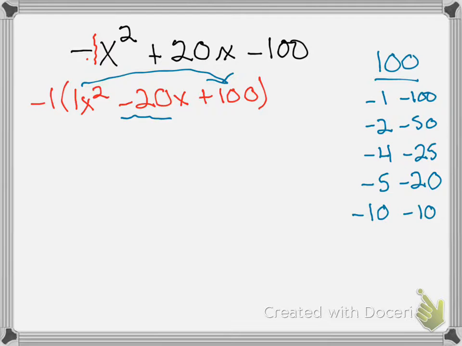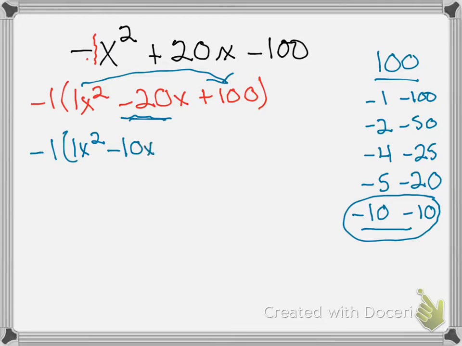We want the pair that when we add them together, we get a negative 20. So that's going to be the negative 10 and the negative 10. Negative 10 plus negative 10 is negative 20, and if you multiply negative 10 by negative 10, you get positive 100. So we're going to end up here with negative 1 on the outside. Then we have our 1x squared minus 10x minus 10x plus 100.